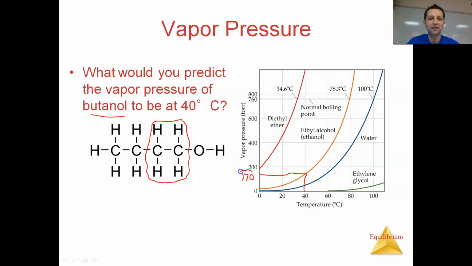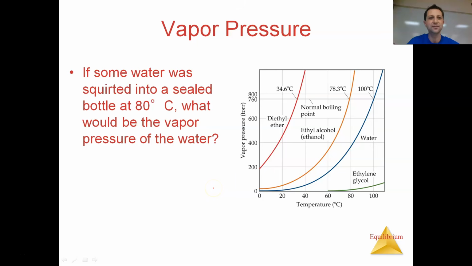So we want to compare our vapor pressure of butanol with the vapor pressure of ethanol at 40 degrees Celsius. So we said ethanol is around 170 torr at 40 Celsius. So knowing that butanol has stronger IMFs, would it be greater than or less than 170? Well, the answer is obviously less than 170 because stronger IMFs mean a lower vapor pressure, right? So the answer would be less than 170 torr for that one. All right, let's see what's next.